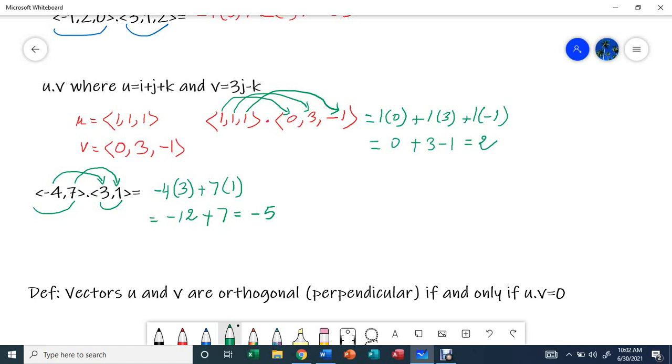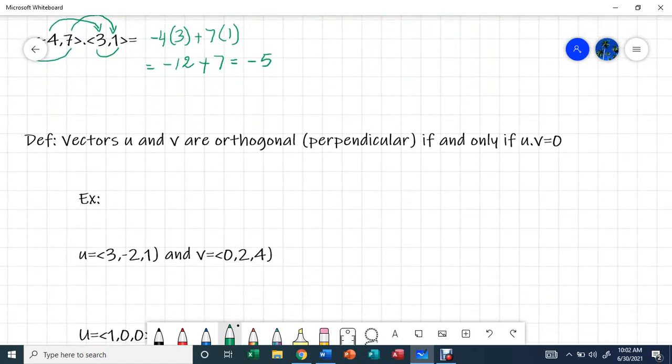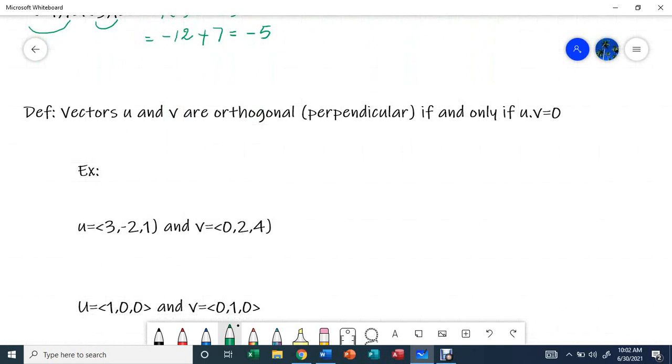Now let's see how we can tell if two vectors are perpendicular to each other, or orthogonal, just from their dot product. Let me move this up and go over this definition here. Two vectors are orthogonal or perpendicular if and only if their dot product equals 0.